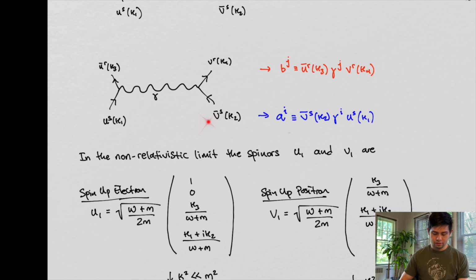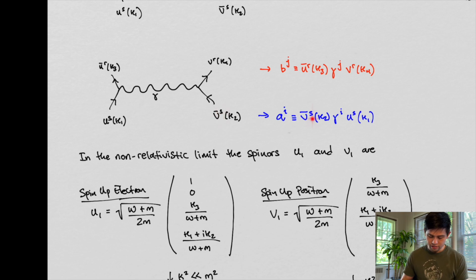Positron needs to have a spin to it. Electron also has a spin to it. Our outgoing electron has a spin, and our outgoing positron has a spin. Our BJs, let's start with our AIs. Our AIs are going to bookkeep the spin of everything coming in, and our BJs are going to bookkeep all the spins that are coming out of the black box.